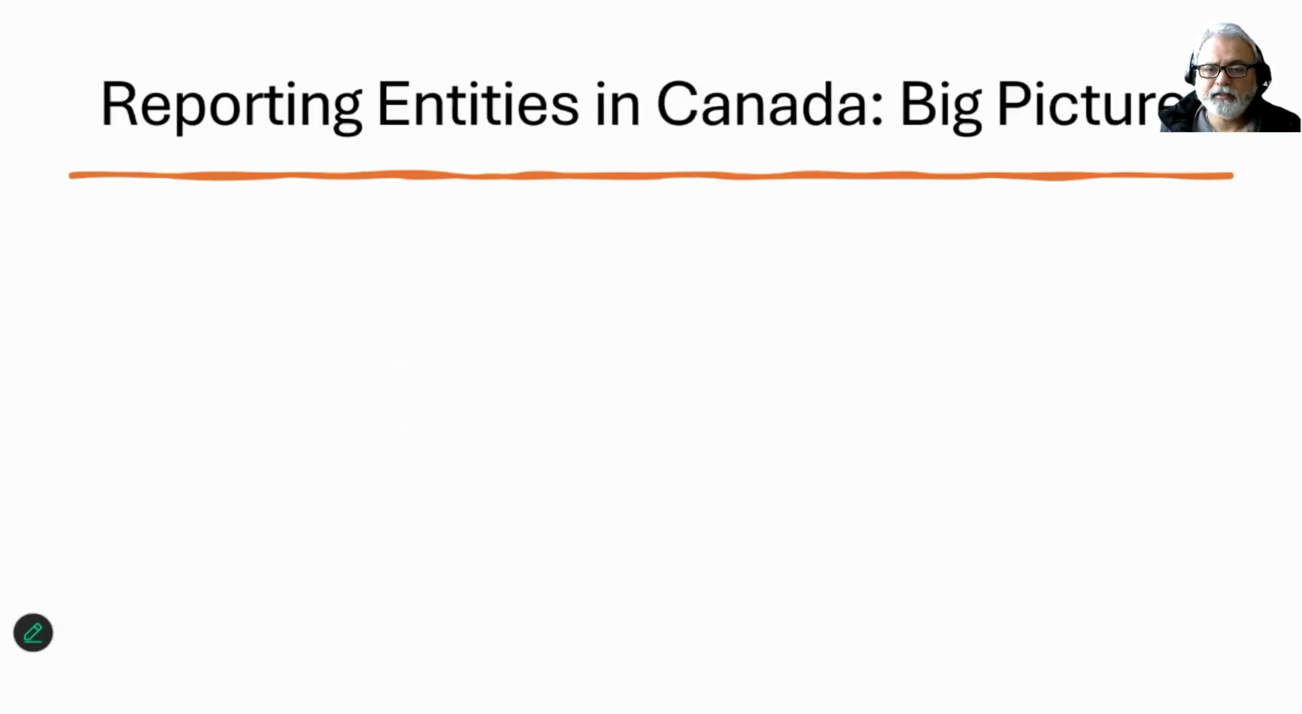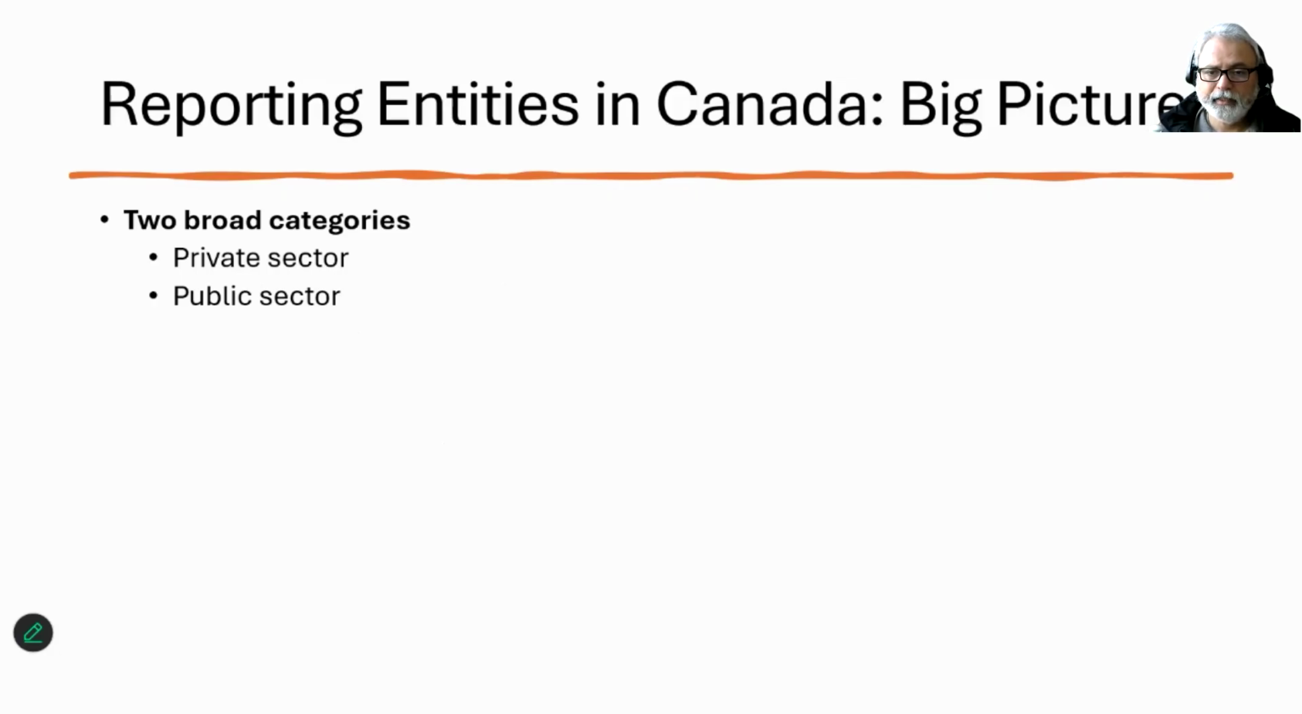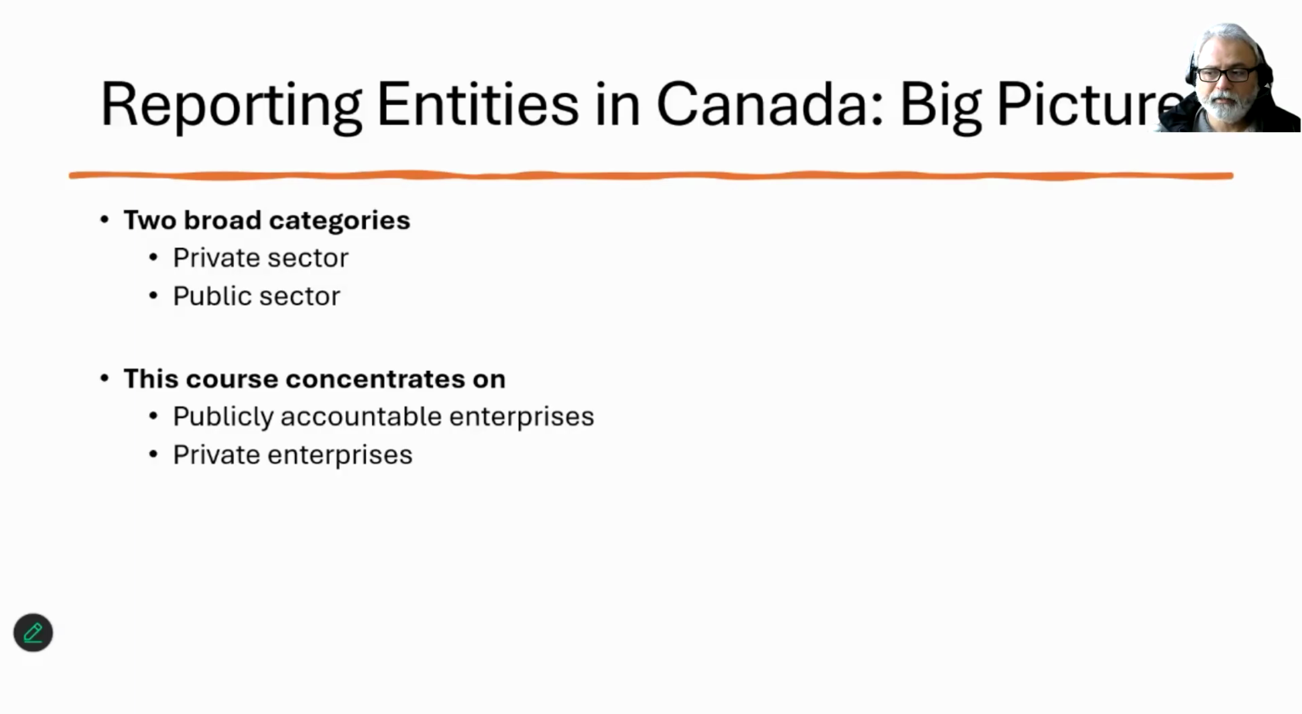In Canada, there are two broad categories of entities, the private sector and the public sector. It is important that we understand what kind of entity we are working with. In the Canadian landscape, financial reporting is not a one-size-fits-all endeavor. In Canada, we have deliberately adopted multiple frameworks, and that's different from other jurisdictions where IFRSs might be pushed for all types of organizations. In intermediate accounting, we will be focusing more on publicly accountable enterprises and private enterprises.